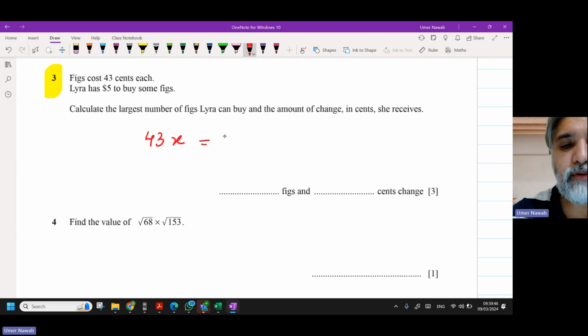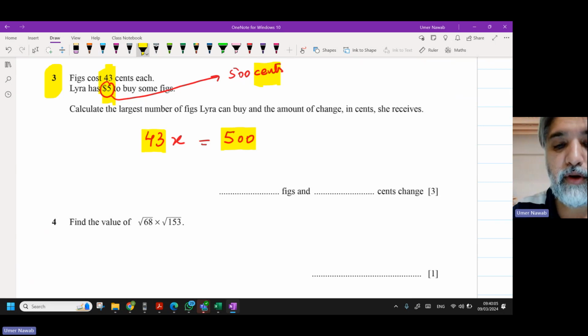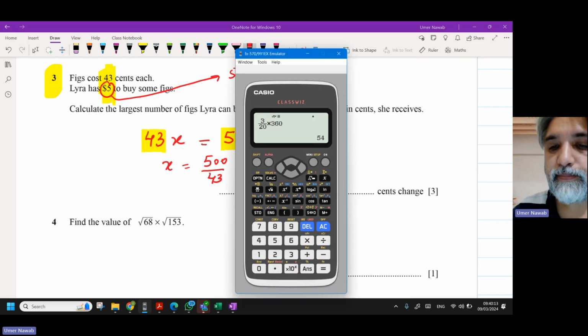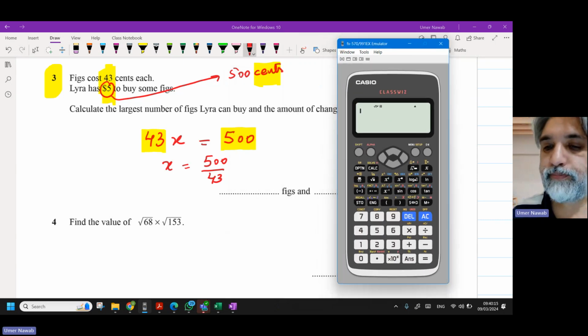is equal to $500. Yani, $5 means 500 cents. Why do I need to convert it into cents? As my fig cost is in cents. So both of them should have the same units. So X is equal to 500 divided by 43. So let's check what is the final answer. 500 divided by 43. So I get my answer as 11.62.